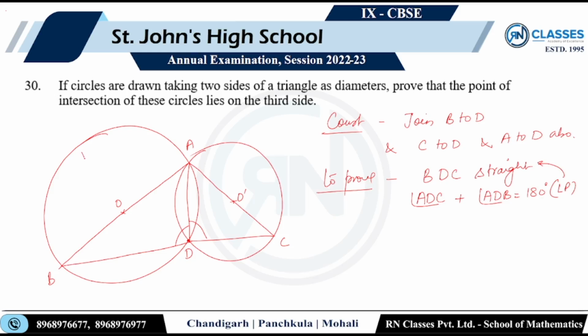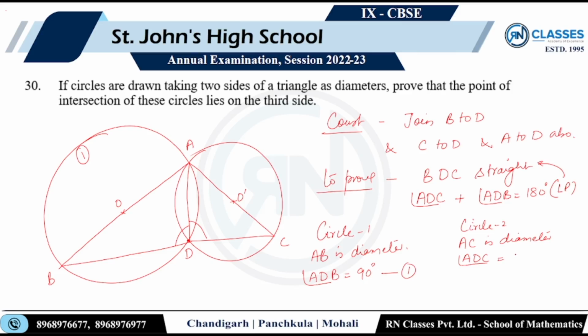इफ यू सी, मैं यहां पे इसको नाम दे देता हूं सर्कल 1. सर्कल 1 को ध्यान से देखो. अब ए बी, सर्कल 1, ए बी इज डायमीटर दिया हुआ है. ए बी इज डायमीटर, सो एंगल ए डी बी इज इक्वल टू 90 डिग्री. इक्वेशन नंबर 1. सर्कल 2 देखो, वॉच इट केयरफुली. AC is diameter. AC is diameter, so मैं कह सकता हूं ADC is equal to 90 degree.